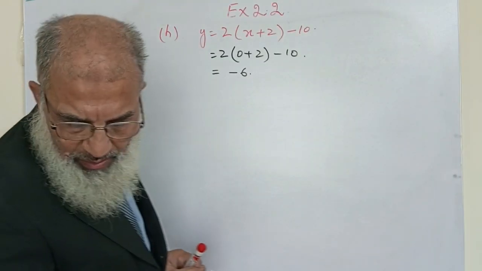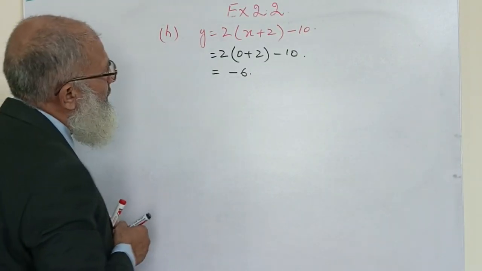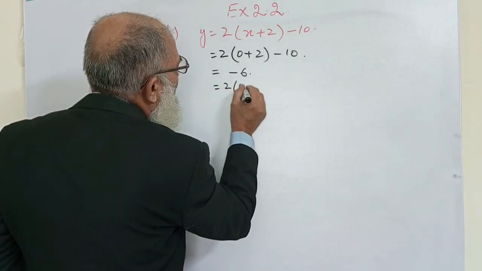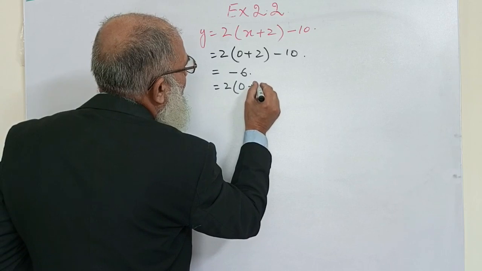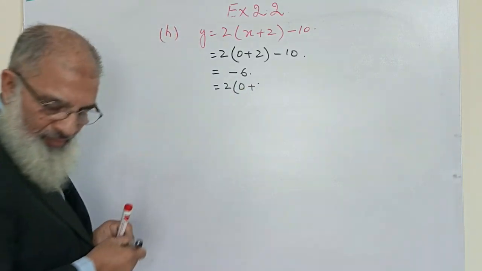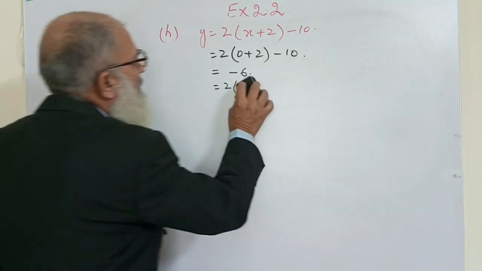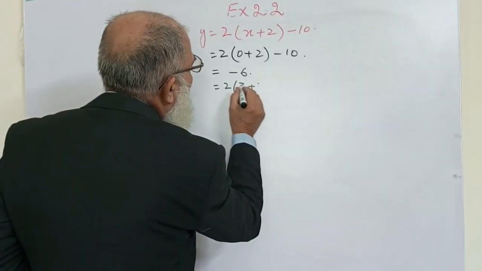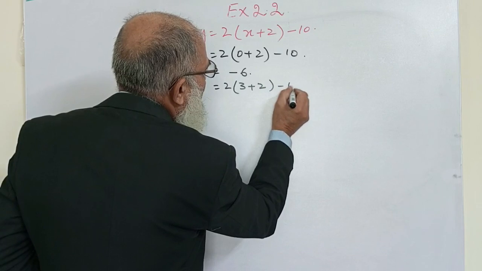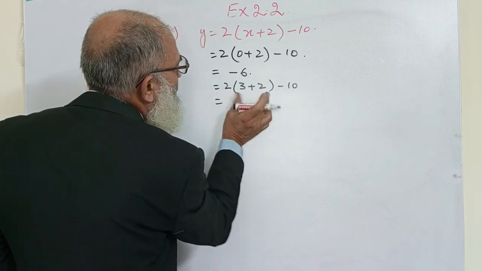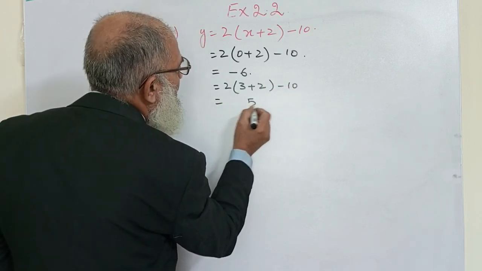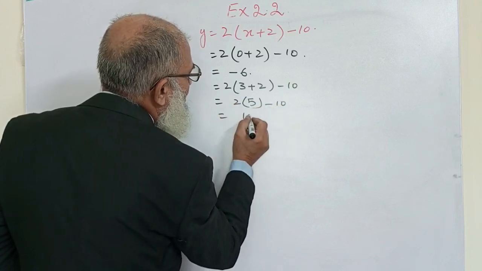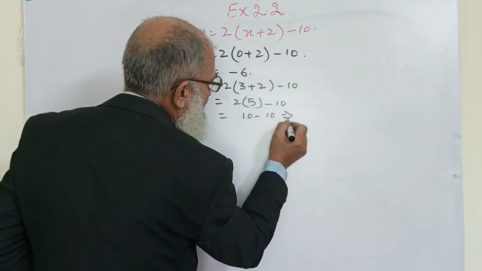Second value is 3. Now it is very easy again. Value is 3. 3 plus 2 minus 10. That is equal to, solving the bracket first, that is 5, multiplied by 2 becomes 10, minus 10 is equal to 0.